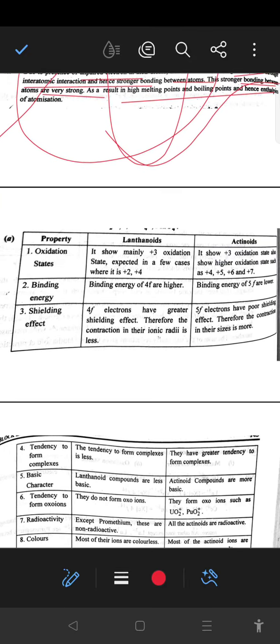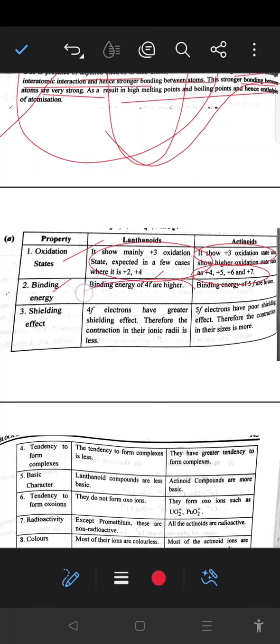Next is the similarity between the lanthanide and actinide series. In the oxidation state, lanthanides show +3, except in a few cases where they show +2 and +4. In the case of actinides, they also show +3 oxidation state, and some show +4, +5, +6, +7 oxidation states.